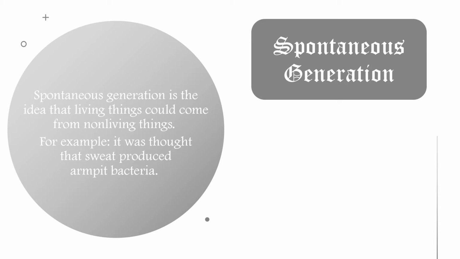Spontaneous generation was the idea that living things could come from non-living things. For example, it was thought that sweat produced armpit bacteria.